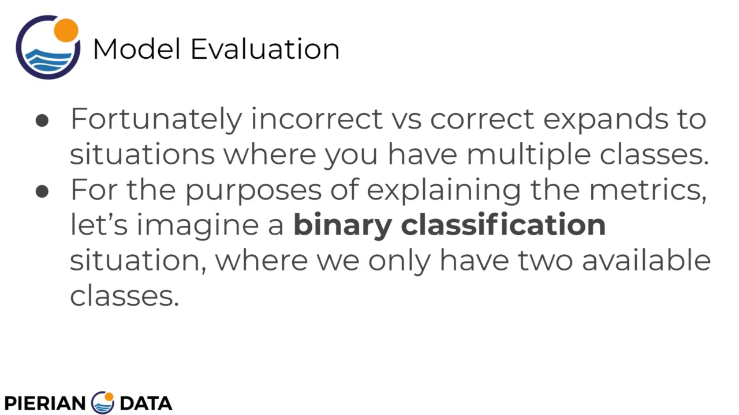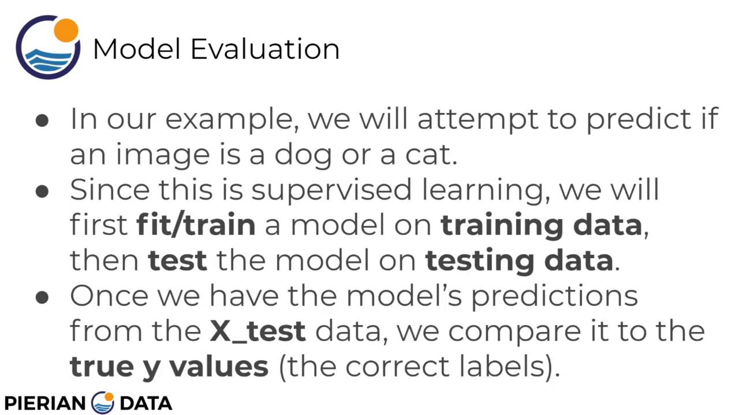Now, for the purpose of explaining the metrics, we're going to simplify this to what's known as a binary classification situation. Binary meaning two. So there's only two available classes, either class 0 or class 1. And this idea is going to expand to multiple classes as well. But for simplification, let's imagine just a binary classification situation. So in our example, we're going to attempt to predict if an image is a dog or a cat. And we'll actually perform this task later on during the convolutional neural network portion of this course.